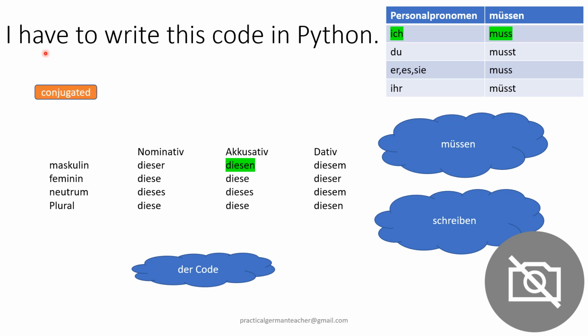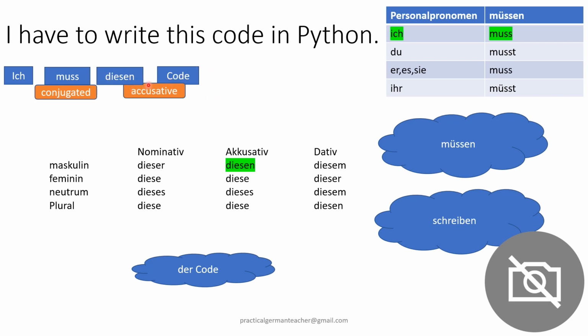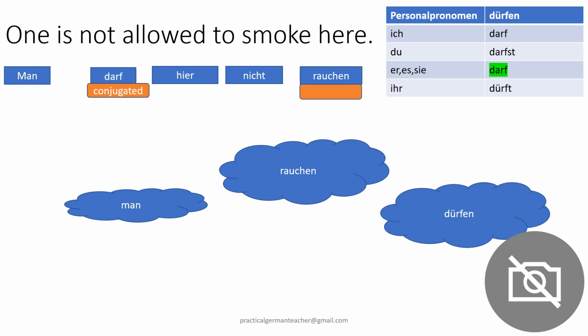As I said, when there are two verbs, there is a modal verb and there is a normal verb in a sentence. You start with the modal verb. At the second position, you have to conjugate it with respect to the subject, ich, then ich muss, then object, code. It is accusative. Use the correct article, diesen, ich muss diesen Code in Python schreiben. Okay, people who are programmers or consultants might use this sentence in different scenarios. Okay, next sentence is: one is not allowed to smoke here.